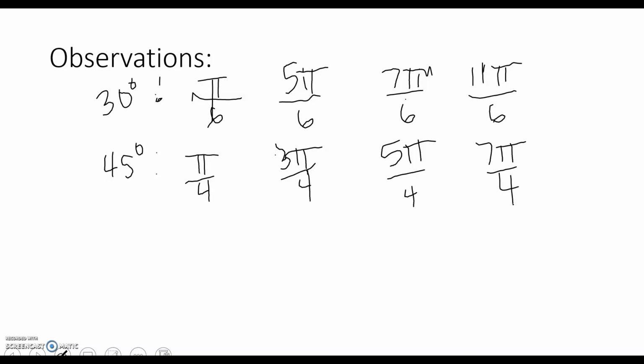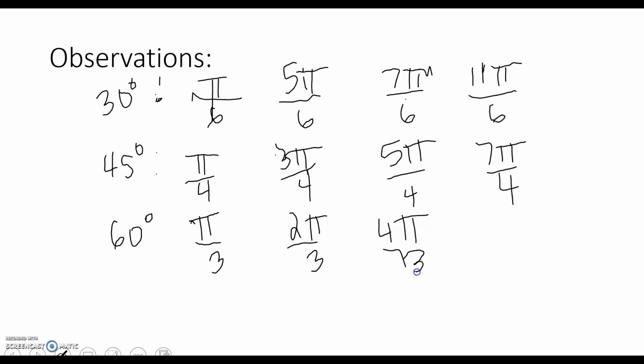So you want to try to find ways to remember what's going on in the unit circle and with these angles. And so with the 60-degree angle, they all have 3 in the bottom. So you have pi over 3, 2 pi over 3 in quadrant 2, 4 pi over 3 in quadrant 3, and 5 pi over 3 in quadrant 4. So they go 1, 2, 4, and 5. And then for 30 degrees, it goes 1, 5, 7, and 11. So you want to try to keep those straight. Now, when I was in school, I had to actually memorize these.